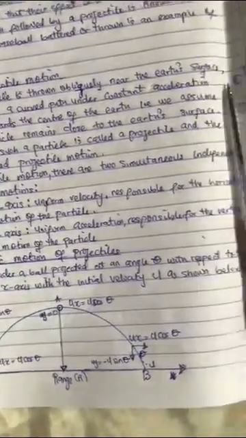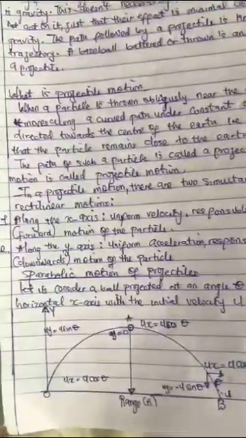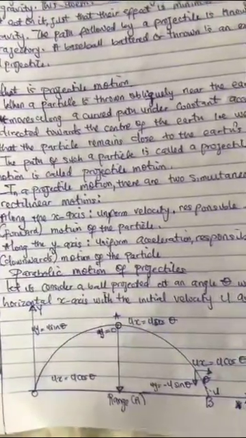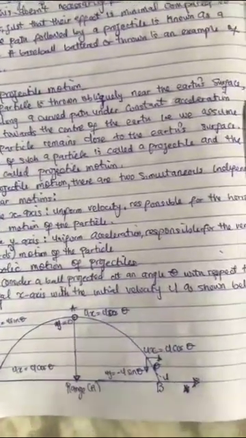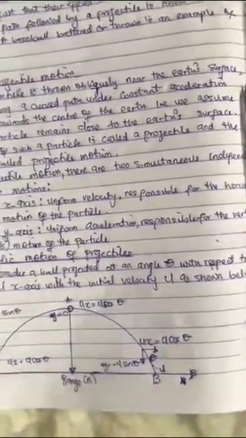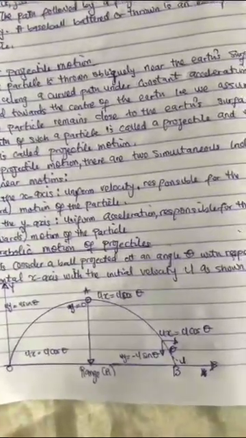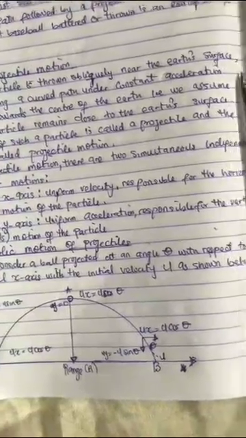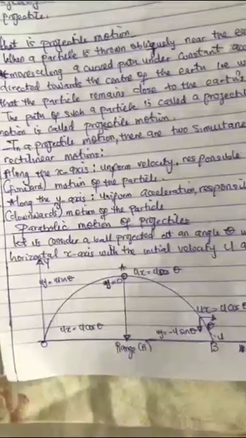In a projectile motion, there are two simultaneous independent rectilinear motions. One, along the x-axis, that is the uniform velocity, responsible for the horizontal, the forward motion of the particle. Two, along the y-axis, uniform acceleration, responsible for the vertical, downward motion of the particle.